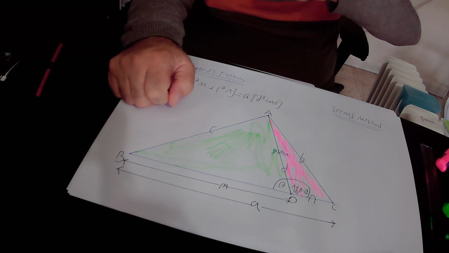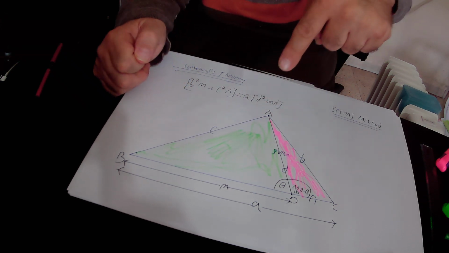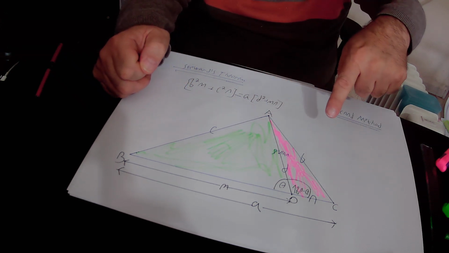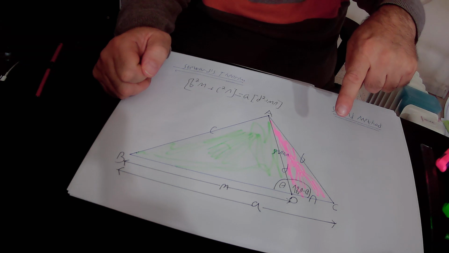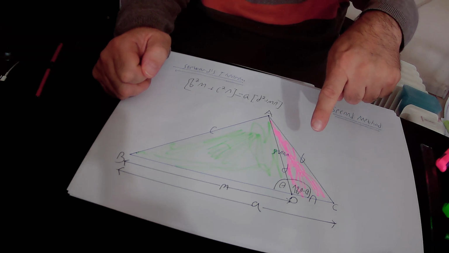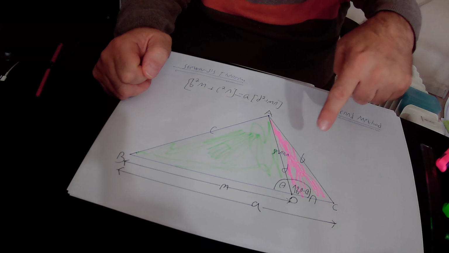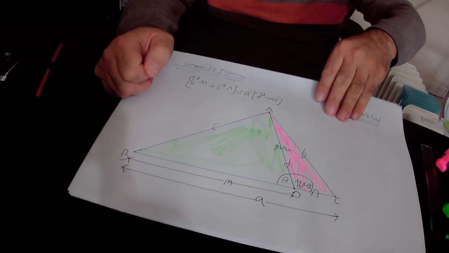Then we implemented the law of cosines in the green triangle ABD. And then we implemented the same law on the pink triangle ADC.